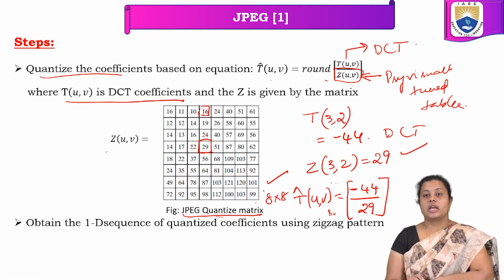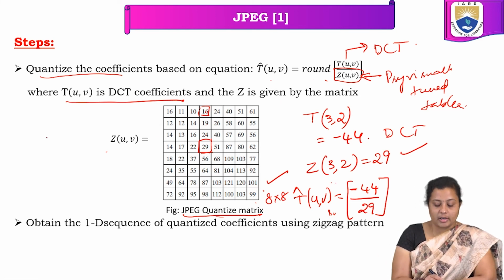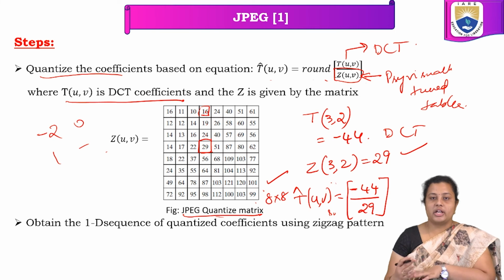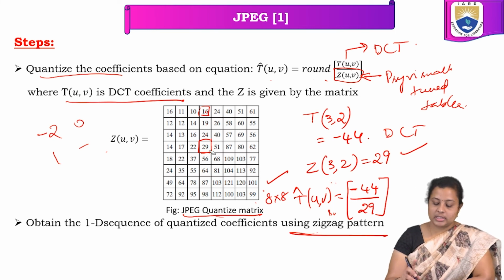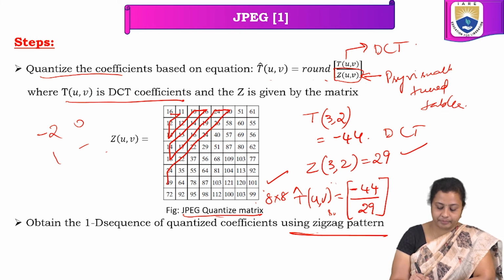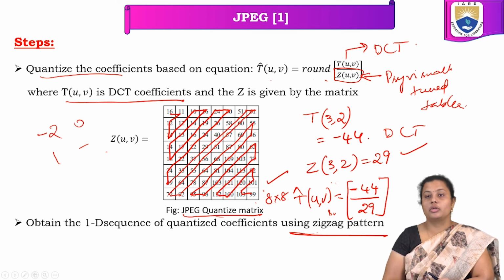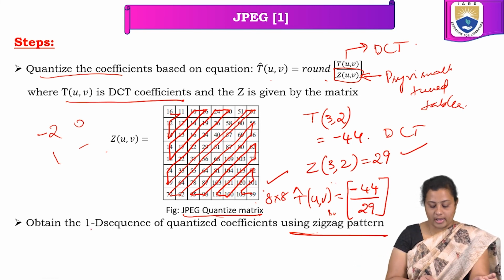After this, we will get values like minus 22, 0, 1 and so on. All of these are ordered as a 1D sequence using a zigzag pattern. What is a zigzag pattern? I'll show it here. It starts from here, we go here, then here, then here. We go here, then consider this set of coefficients, then here, then this way. If you observe, it is a zigzag pattern, right? This is how the coefficients are ordered as a 1D sequence.